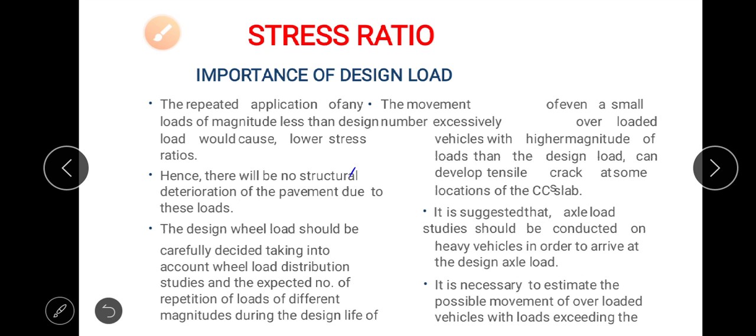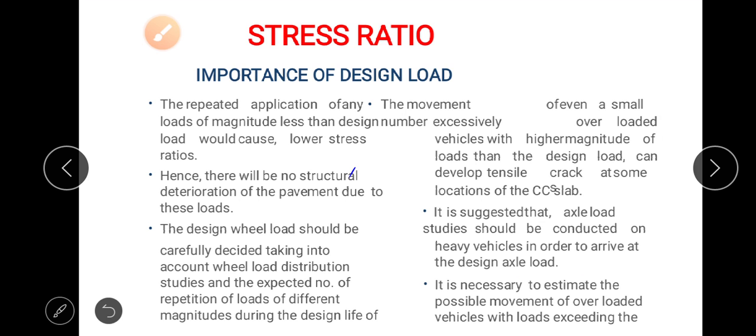The design wheel load should be carefully decided, taking into account the wheel load distribution studies and the expected number of repetitions of loads of different magnitudes during the design life of the pavement, because vehicles will be transferring their loads whenever they come to that particular point on the pavement. It is repeatedly moving traffic stream, therefore the load application should be considered as repeated.